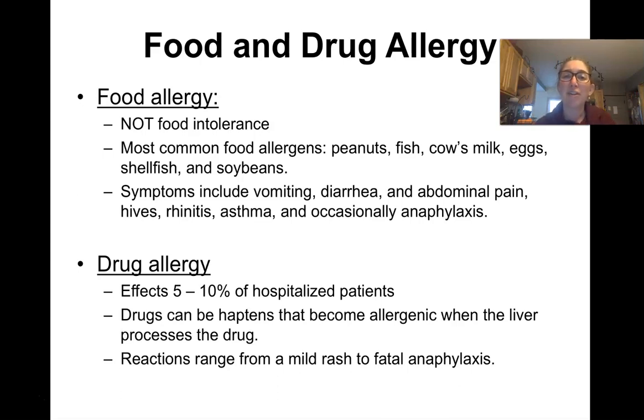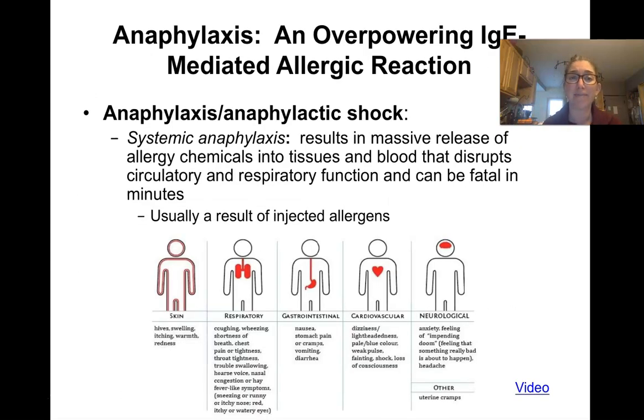So remember, drugs are too small as molecules. They're not complex enough to serve as antigens by themselves. But what they do is they tend to fuse with other proteins in the body, maybe when the liver processes them, and that makes them more complex and makes them antigenic or allergenic. And again, the symptoms can range from like a rash or swelling or hives to anaphylaxis.